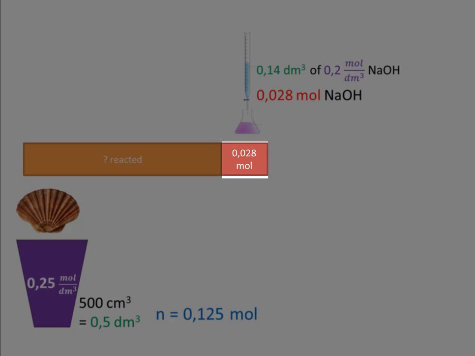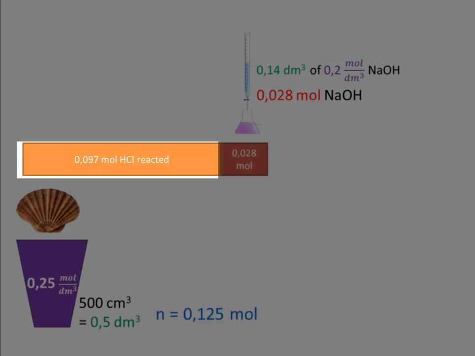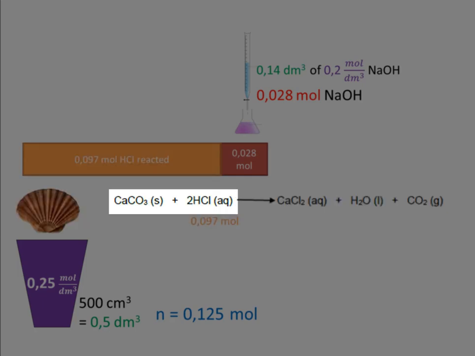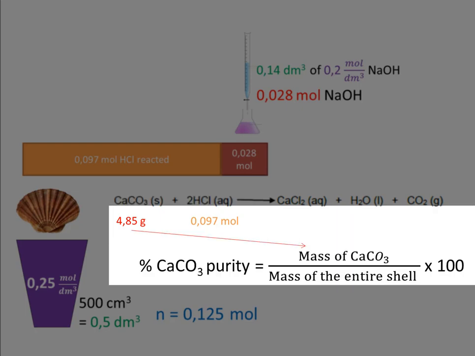We use this information together with the known initial amount of HCl to calculate the amount of HCl which reacted with the shell. We know that this HCl only reacted with the pure calcium carbonate part of the shell, and we know the ratio in which HCl and CaCO3 react. From this, we can calculate what mass of calcium carbonate must have reacted in this situation, and therefore how much calcium carbonate was in the seashell.